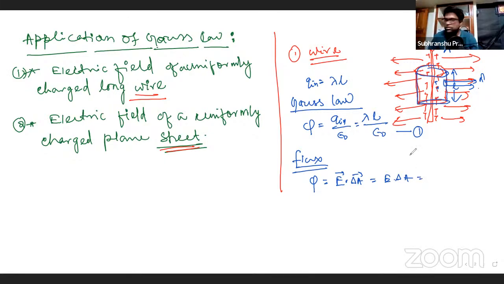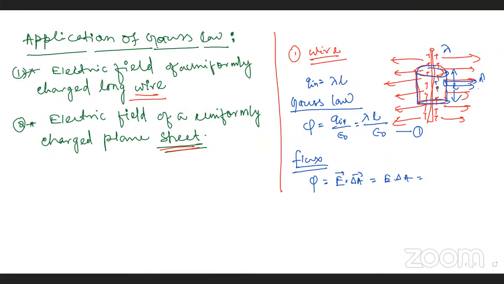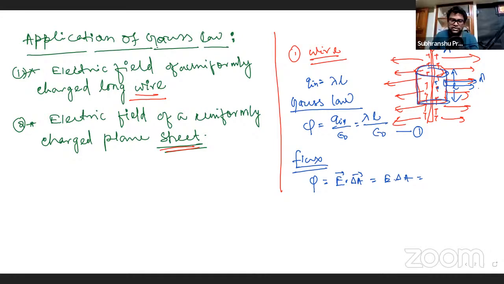And dA here is the curved surface area of the cylinder. The curved surface area of the cylinder is 2 pi R L. So it will be E times 2 pi R L. So this is also flux. Let's say this is equation number 2.